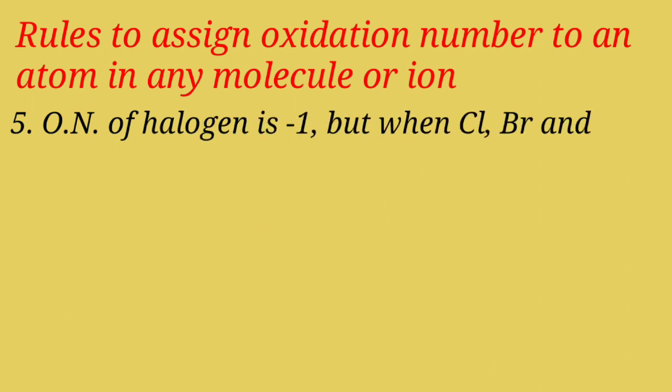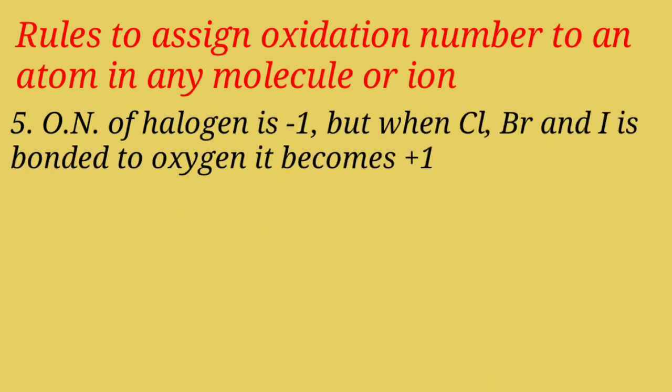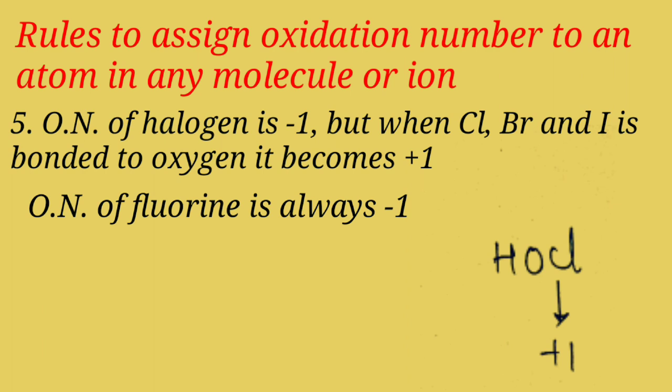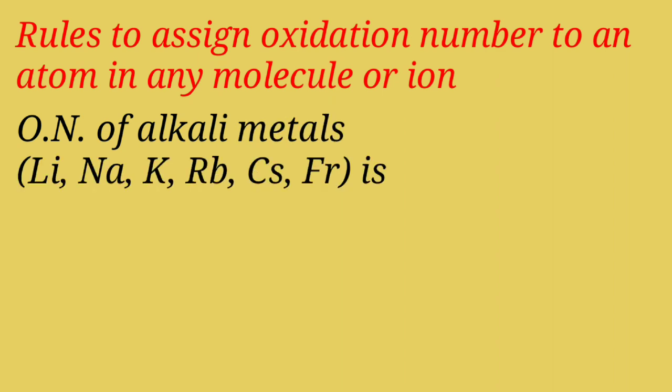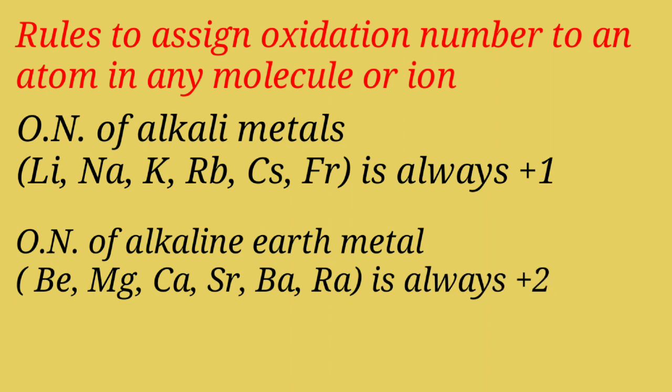Fifth rule states that the oxidation number of halogen is -1. But when chlorine, bromine, iodine is bonded to oxygen, it becomes +1. Remember students, fluorine is always -1, while alkali metals is always +1. On the other hand, alkaline earth metals is always +2.